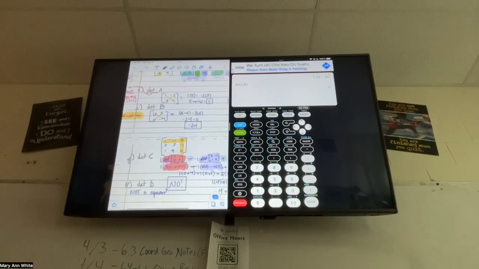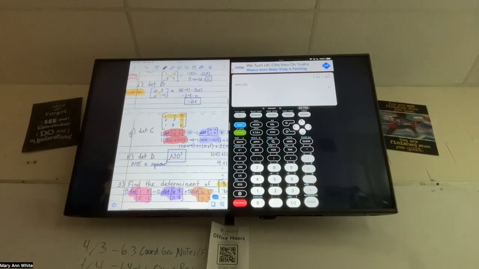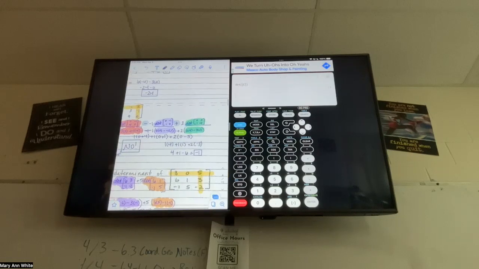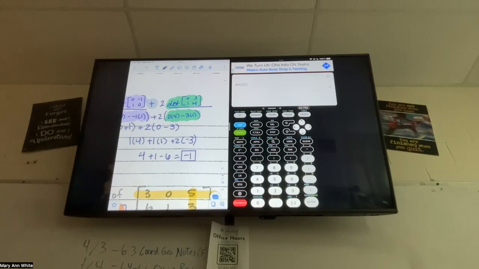We don't need to double check letter B. Let's double check C really quick. Let's confirm that that is -1. So I'm going to do DET of matrix C. And I get -1. So we just went back and reconfirmed a lot of the stuff that we've already done. Is everybody okay with that? Everybody's with me. Okay, I'm not answering any calculator questions after this, so hope you figured this out.